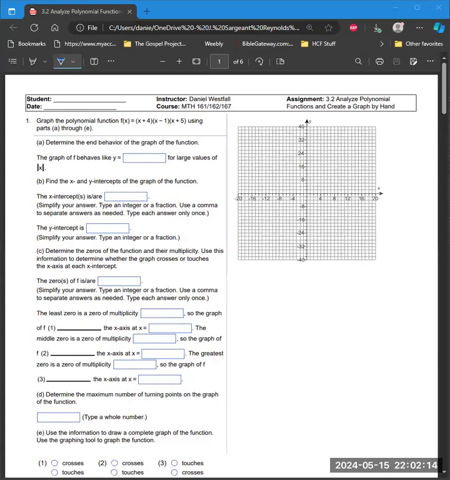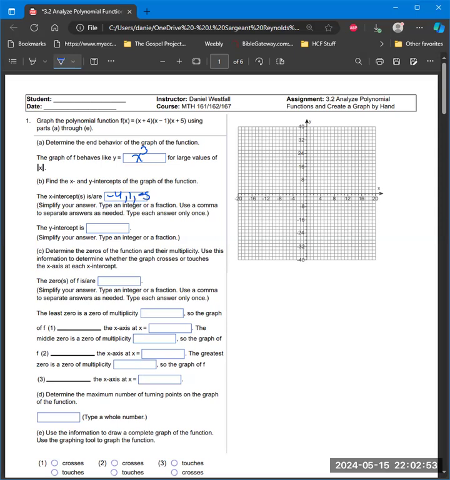In this video, we're going to analyze polynomial functions and create a graph by hand. So let's graph the polynomial function f of x is equal to (x + 4)(x - 1)(x + 5) using parts a through e. The parent function here is going to be the power function, with an invisible coefficient of 1, x to the third. And the x-intercepts are going to be -4, 1, and -5.